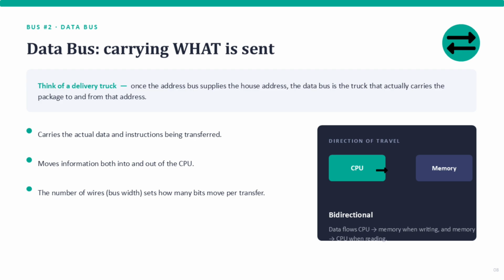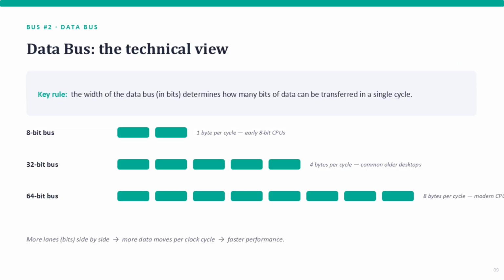Now that we know its purpose, let's understand another interesting concept. Does every data bus transfer the same amount of data at a time? The answer is no. And that depends on something called the data bus width. Let's learn what it means. Earlier, we learned that the width of the address bus determines how much memory the CPU can address. The data bus has a different role. Here, the width determines how much data can be transferred in one operation.